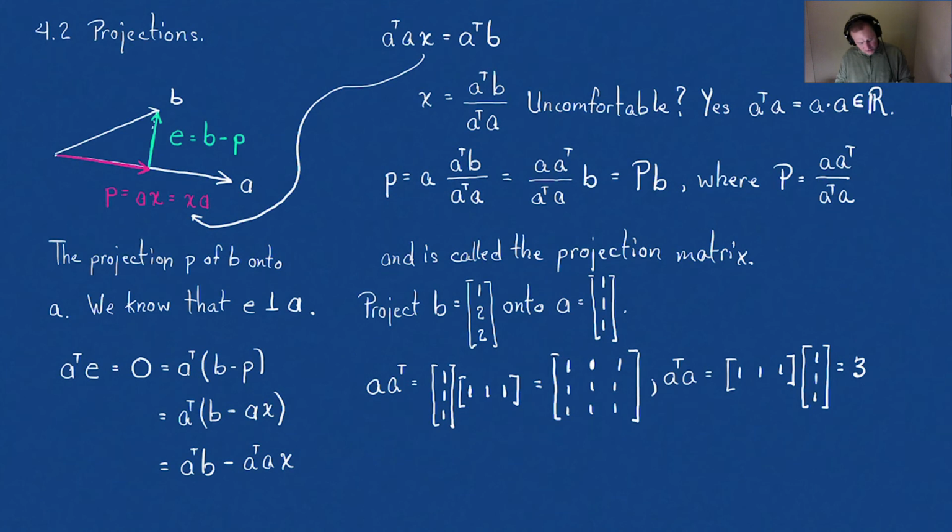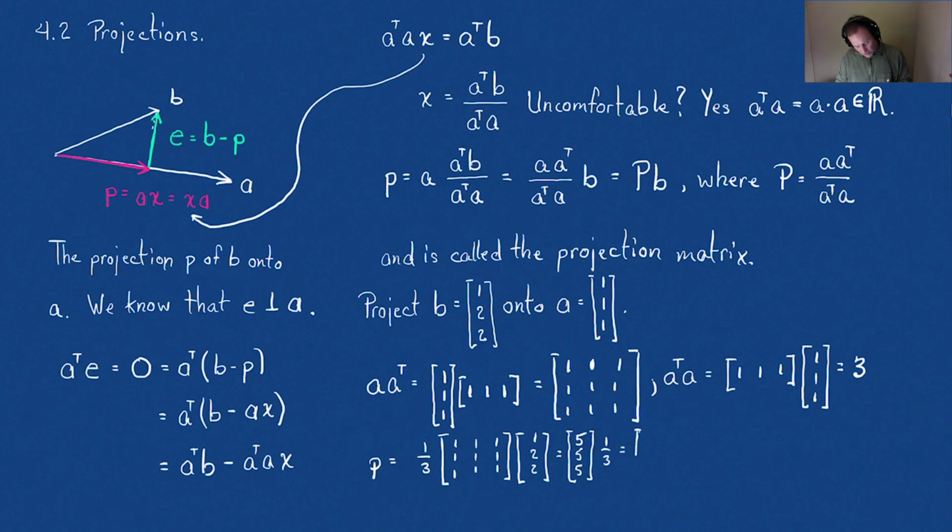Okay, so here's what we've got. So we can say then that P is equal to 1/3 times this big matrix here. I'm going to have to make it small to fit it in here. 1, 1, 1, 1, 1, 1, 1, 1, 1 times B. Well, B is 1, 2, 2. So this is going to be 1 times 1 plus 2. That's 3 plus another 2 is 5, and then it just repeats. It's 5, 5, 5 times 1/3. In other words, it's the vector of 5/3, 5/3, 5/3. Okay, and that is how you would project B onto A.